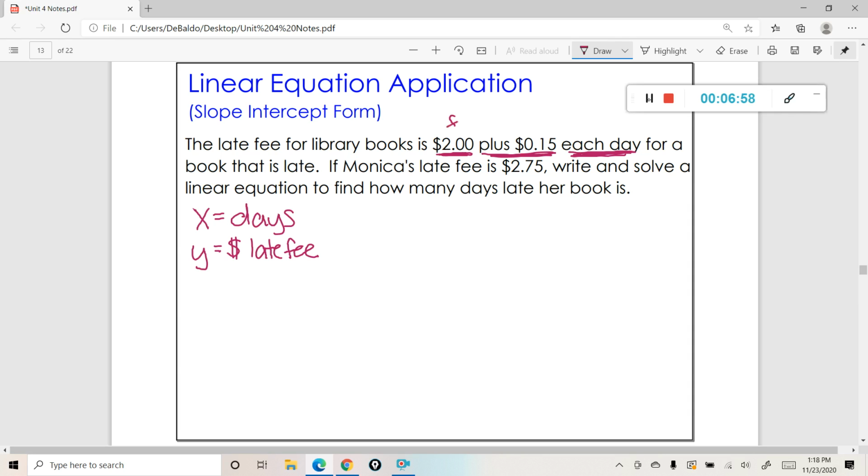Sometimes we like to call that a flat fee, meaning you have to pay it no matter what. But the number that's changing is the 15 cents, because depending on how many days it takes Monica to get that book back to the library, it's going to cost her. So if thinking about a linear equation, remember y equals mx plus b. The number that is going to stay the same and is not going to change is the y-intercept. That's going to be our $2. And then our slope is going to be the number that's changing, and that's going to be 15 cents.